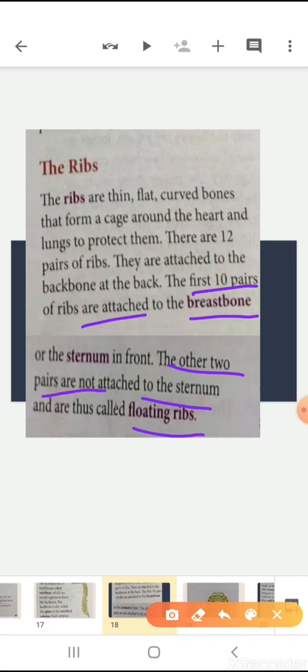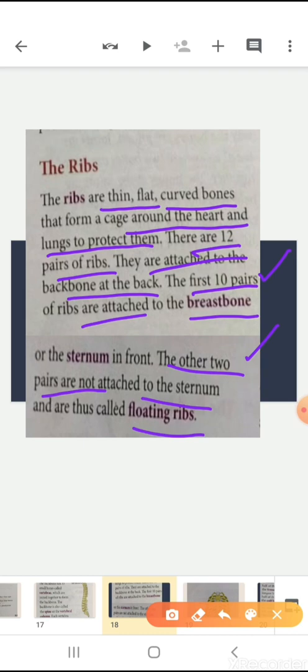Ribs are flat, thin, curved bones that form a cage around the heart and lungs to protect them. There are a total of 12 pairs of ribs and they are attached to the backbone at the back. The first 10 pairs are attached with the breastbone and the other 2 are not attached. They are called floating ribs. Understood?